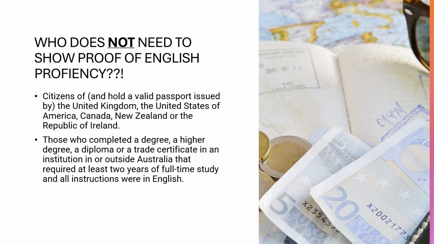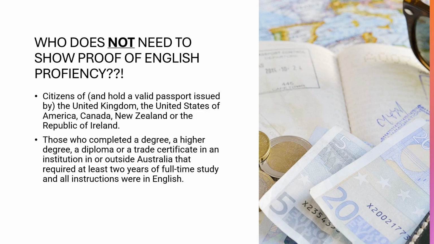There are a whole group of people who do not need to show proof of English proficiency, not because they're amazing at speaking English, but because they're from certain countries which have an agreement with Australia, and most of them are already native English speakers. These people are citizens of, and those who hold a valid passport issued by the UK, the United States of America, Canada, New Zealand, or the Republic of Ireland.